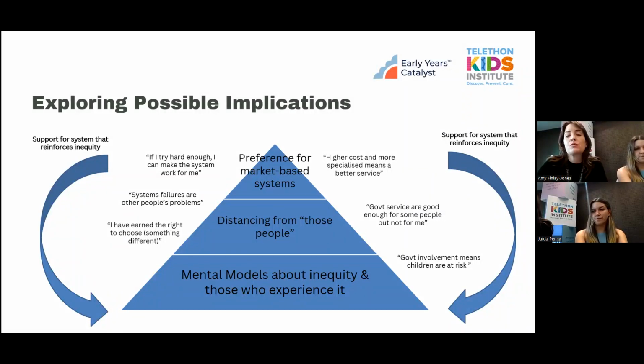And what we found was that people's perceptions about societal mental models about inequity and those who experience it create a desire to distance oneself from those people. As we've told you before, we heard people saying, well, government involvement, government services means children are at risk, means government services are good enough for some people, but not for me. I have to earn the right to choose something different. Systems failures are really other people's problems, because if I try hard enough, I can make the system work for me. And a higher cost and more specialised service means a better service.